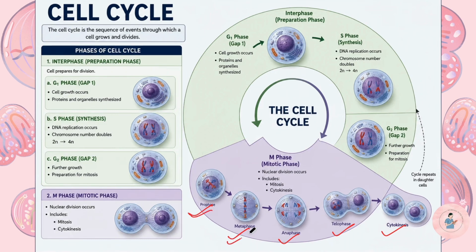The prophase, metaphase, anaphase, telophase, and cytokinesis. These are the five phases in the mitosis.